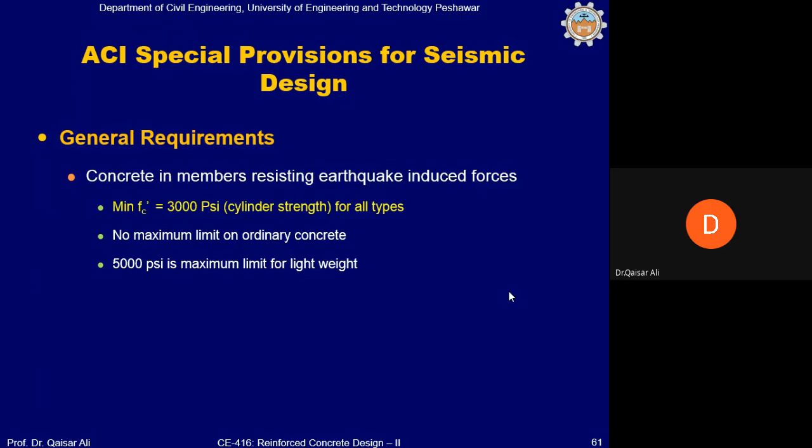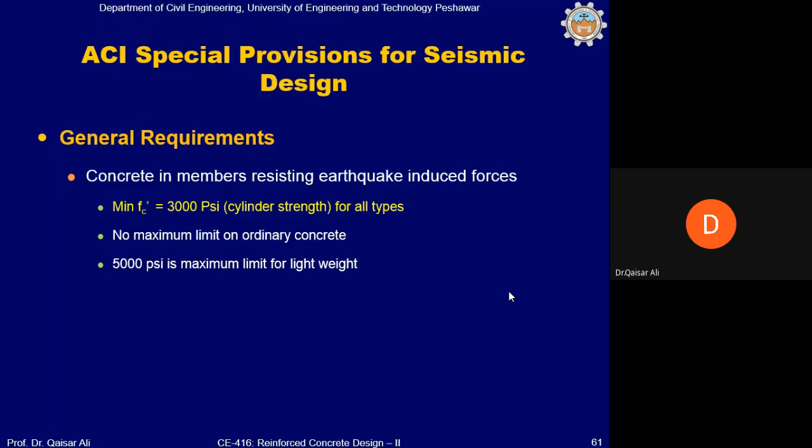There are some provisions which are common to all the frames. For example, this provision of concrete strength of minimum 3000 psi is a general requirement for all types of frames, whether it is a special moment resisting frame, IMRF or OMRF. The concrete strength in all parts of a moment resisting frame must have a compressive cylinder strength of 3000 psi. There is no maximum limit on ordinary concrete. You can use as high as 15,000 psi or 12,000 psi concrete if it is achievable at the site.